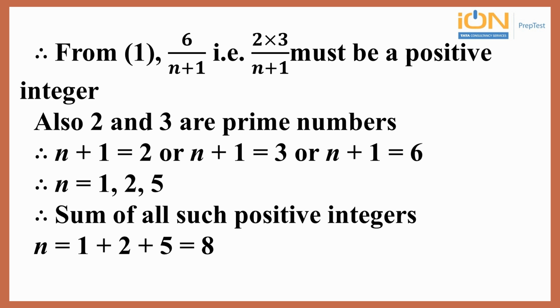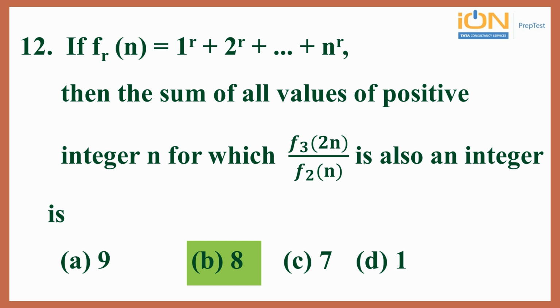So if n plus 1 is 2, n has to be 1. If n plus 1 is 3, n has to be 2. And if n plus 1 is equal to 6, n has to be 5. Therefore n has to be 1, 2 or 5. Therefore the sum of all such positive integers n is 1 plus 2 plus 5, and that is equal to 8. Therefore the right option is B, and it is 8.